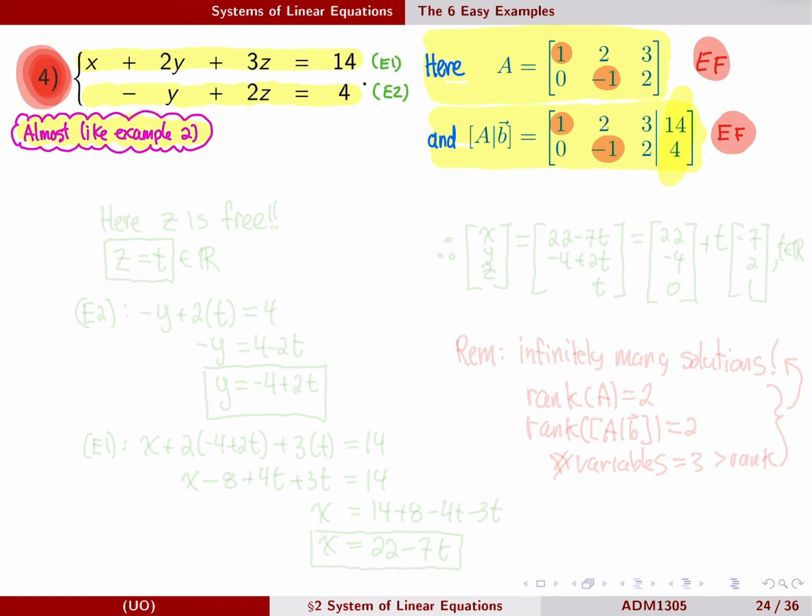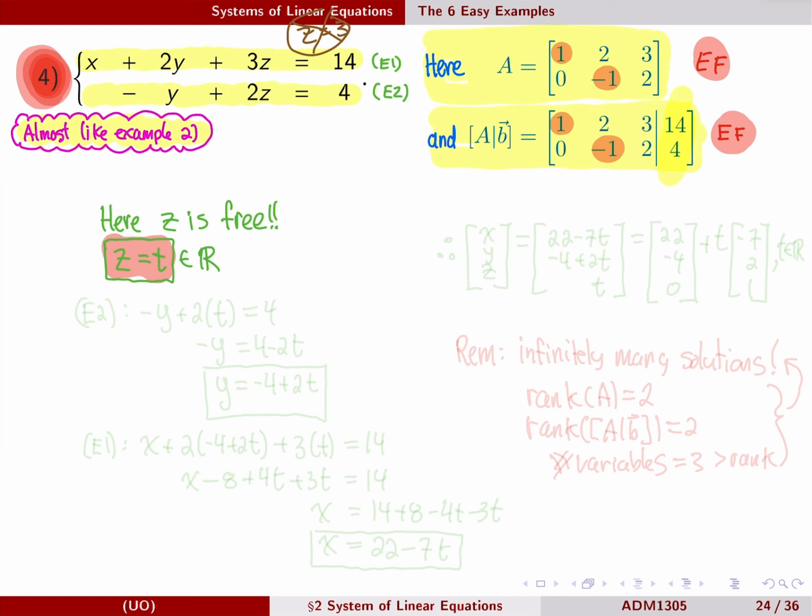All right, so let's solve it. So here in this example, we're no longer restricted with a specific value for z. If you remember, in example 2, z was equal to 2. Now z is free. Okay, and the way you do this mathematically, you just say that z is equal to t, where t is any real number.